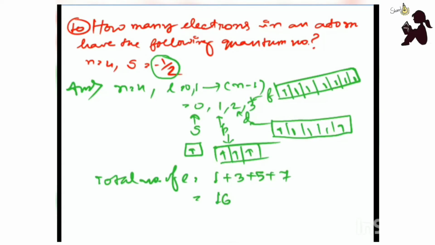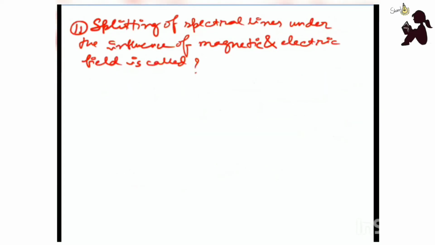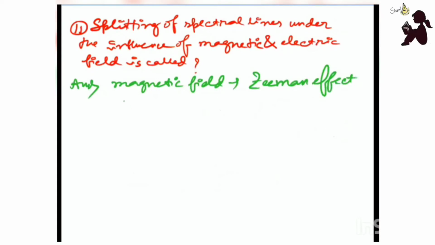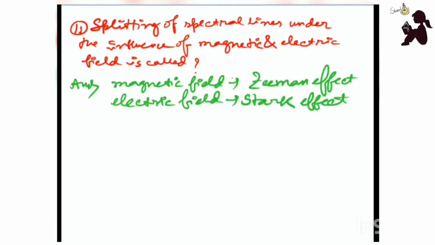So let's see question number 11. Here they said that the splitting of spectral lines under the influence of magnetic and electric field is called, so it is also an objective type question. In case of the influence of a magnetic field, it is called our Zeeman effect. But in case of an electric field, it is called our Stark effect. Okay, it's not Tony Stark, it's another Stark.